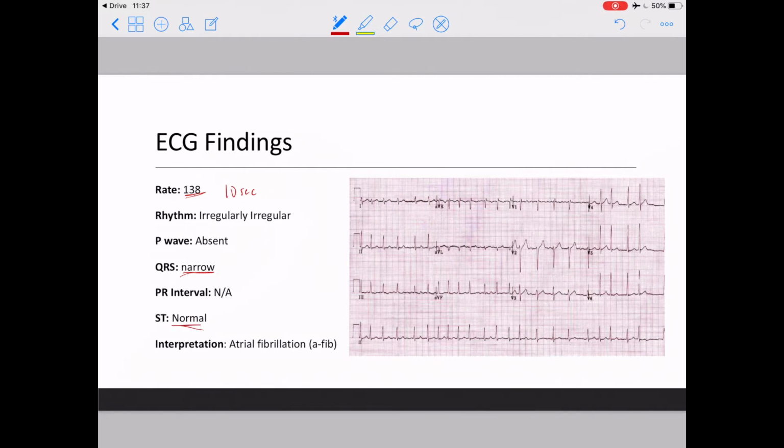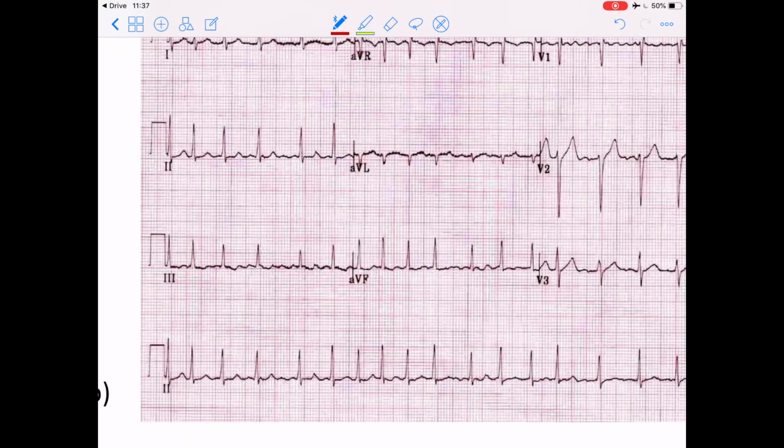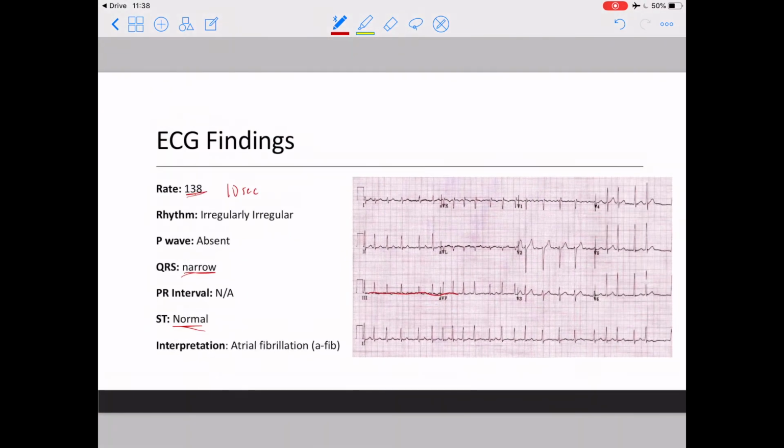One other thing here, it's pretty subtle in this tracing, but you can kind of see a loss of an isoelectric line or a wandering isoelectric line. And you can kind of see this moving up and down a little bit. It is more pronounced in other ECG tracings that you would find for atrial fibrillation. So this is really pathognomonic of not having a P wave and an irregularly irregular rhythm.